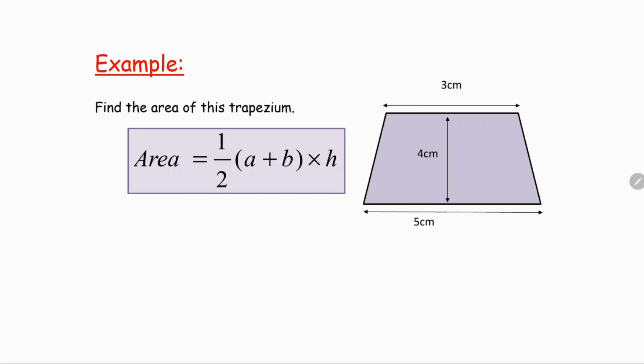But here we have the formula written, and we have a trapezium with its measurements, where you have the measurement of A and B, and you have the height. So let's try and calculate this trapezium. So we said area, I'm just going to put A for area, equals half times A plus B. Now A and B, we said, are the parallel lines.